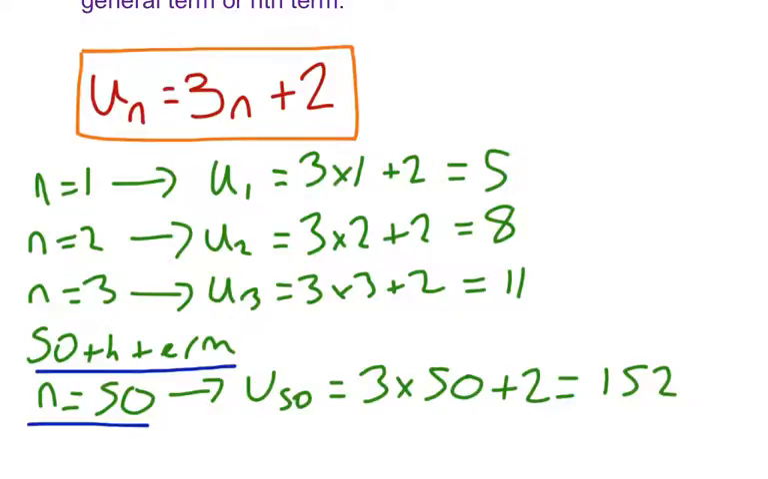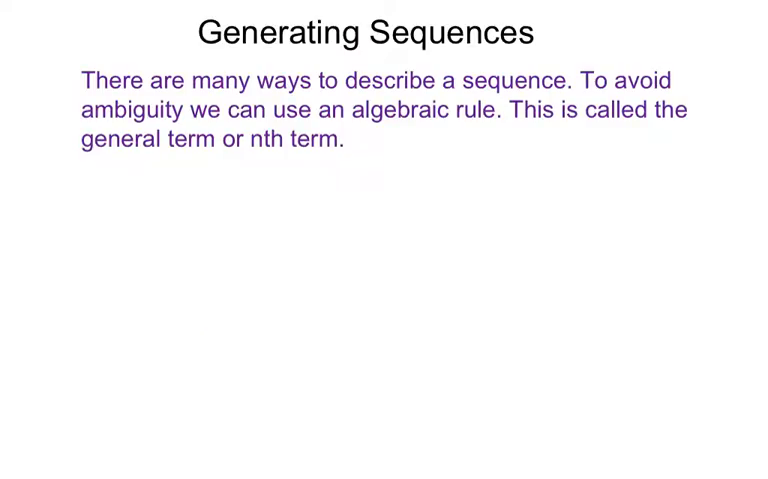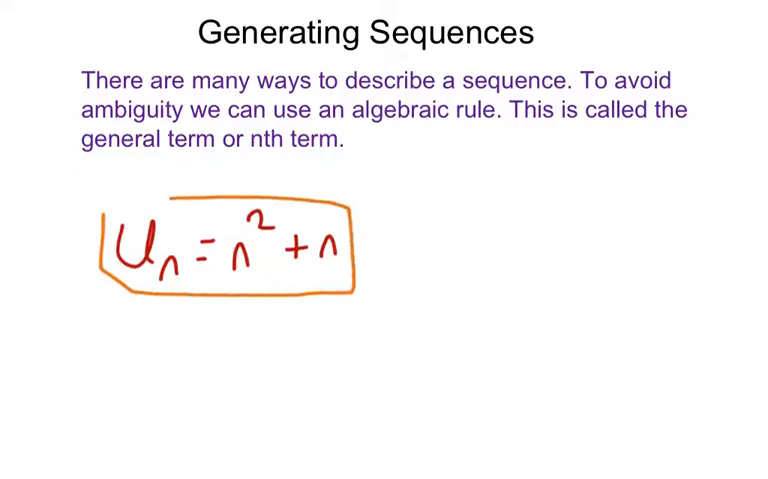Now, general terms come in many different types. Here we've got what's called a linear one, 3n plus 2. We can also see general terms that look like un equals n squared plus n, and that is called a quadratic sequence because it has an n squared in it. But we do exactly the same thing. If we want to find the first term, we use n equals 1, which this time gives us 1 squared plus 1, which is equal to 2.